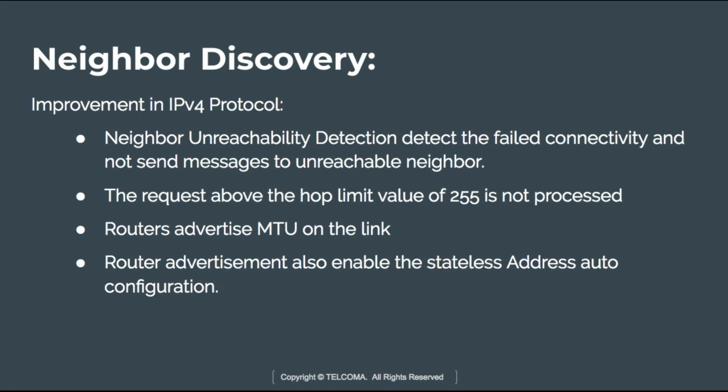Next is neighbor unreachability detection. NUD detects failed connectivity and does not send messages to the unreachable neighbor. Then a request with a hop limit value other than 255 is not processed, and the router advertises the MTU on the link. Router advertisement also enables stateless address auto configuration in the IPv6 protocol. So these are the various improvements made over IPv4 protocol to make it efficient in IPv6.